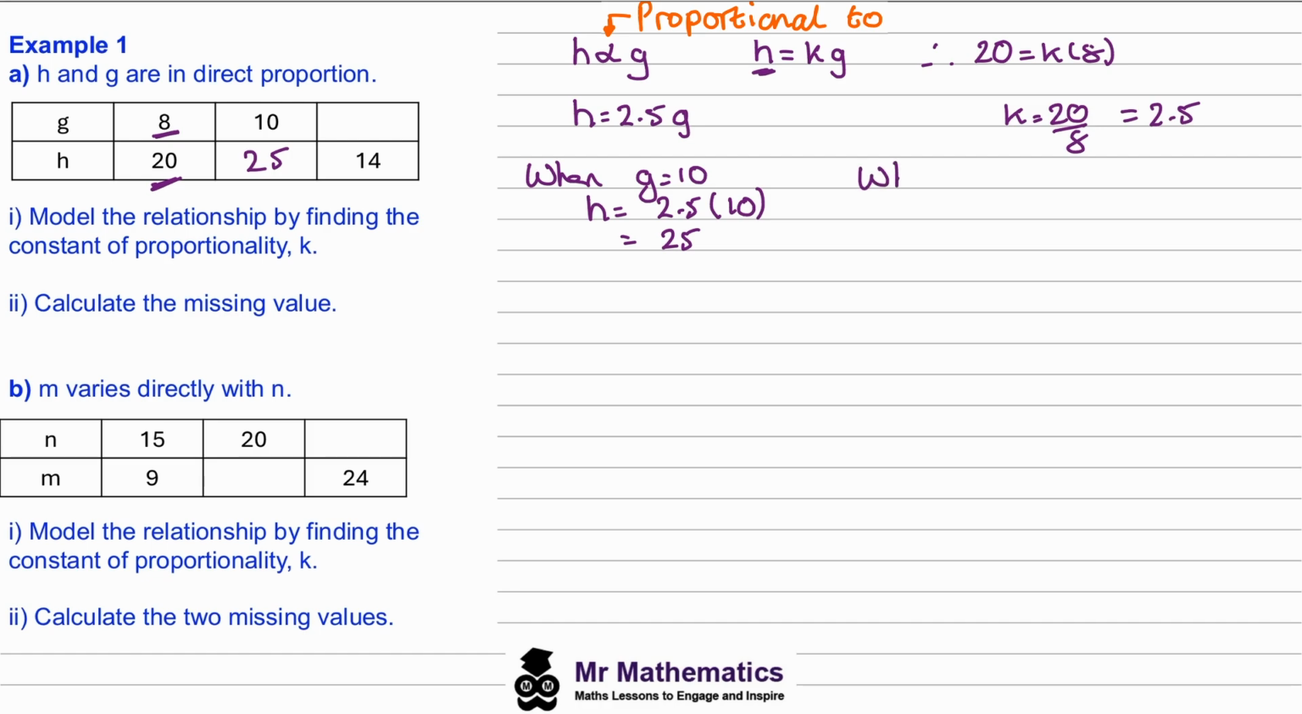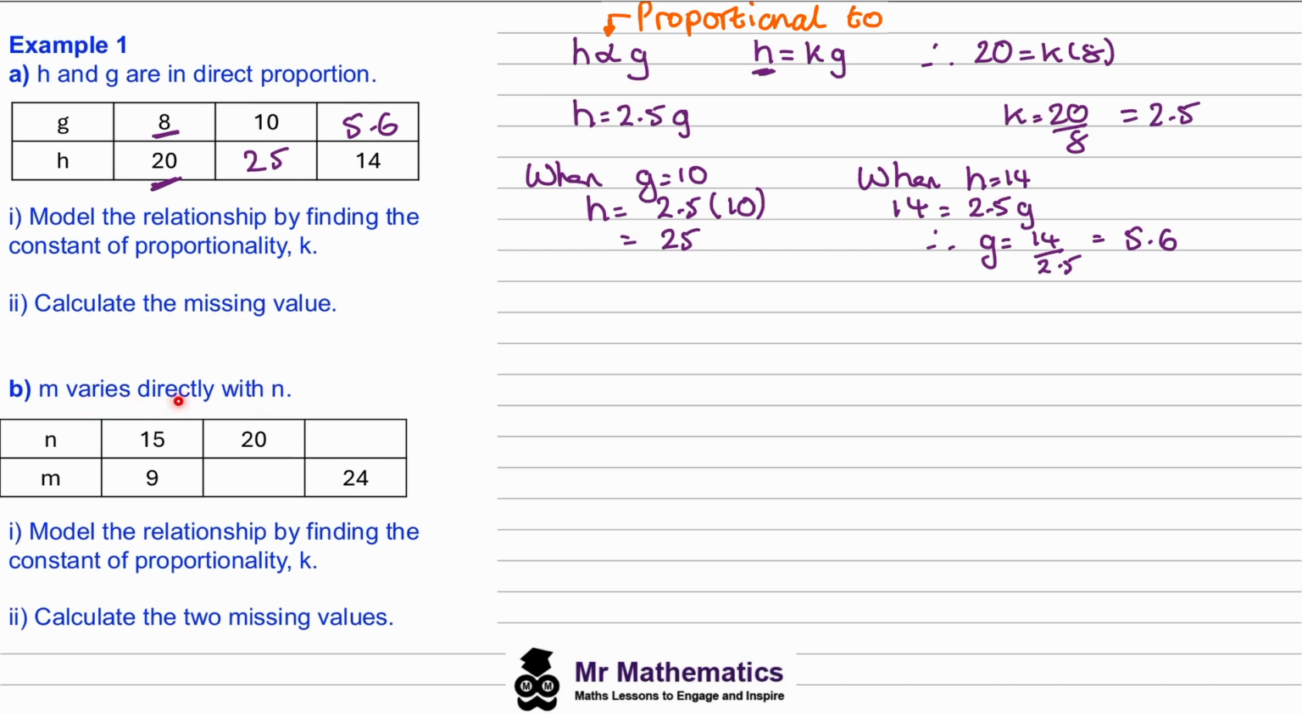And when h equals 14, we'll substitute that into here. So 14 will equal 2.5 times g. So therefore, g will be 14 divided by the 2.5. And this is 5.6. In question B, we're told that m varies directly with n.